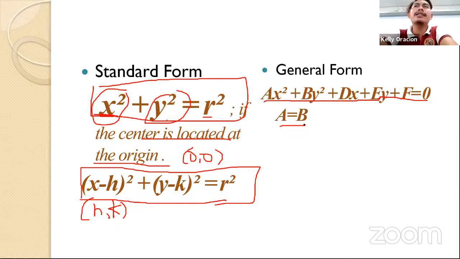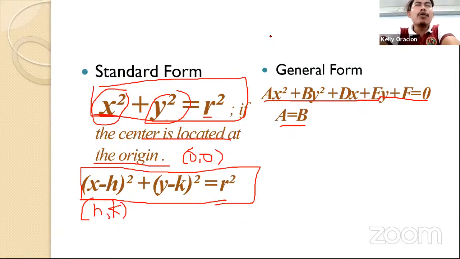Sir, what if hindi yan sila parehas? Now, if hindi yan sila parehas, that means the equation is either hyperbola or ellipse. So, bakit either? It's because you need to consider the sign between your x squared and y squared. Again, there will be a separate topic for that one, but let me give you a clue na pag the same ang constant ng x squared at saka y squared, that is circle.